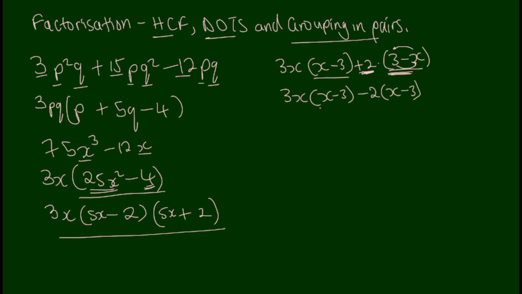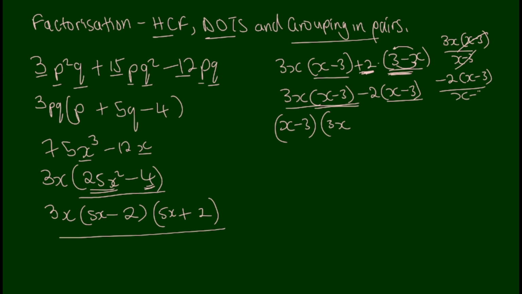Okay, right now we have a common bracket, which is x minus 3. We factor it out, so x minus 3 is outside, and then we say 3x times x minus 3, divided by x minus 3, what we have factored out. So it becomes just 3x. And then negative 2 times x minus 3 divided by x minus 3. Remember, we are dividing by what we factored out. So there will remain negative 2.